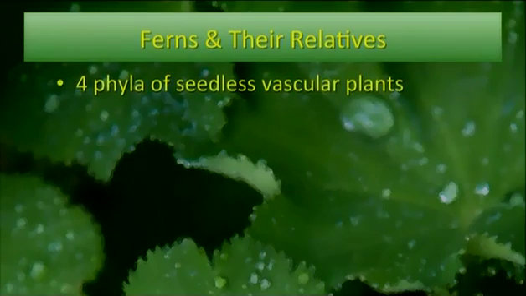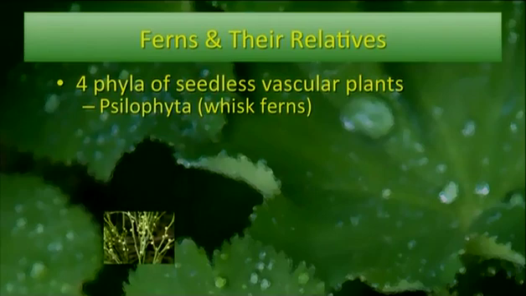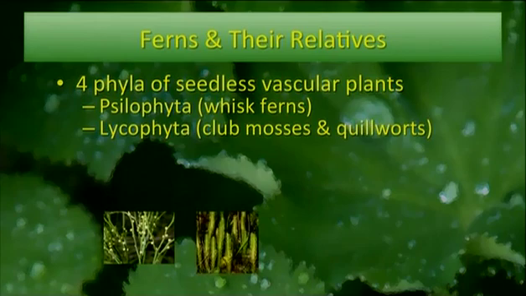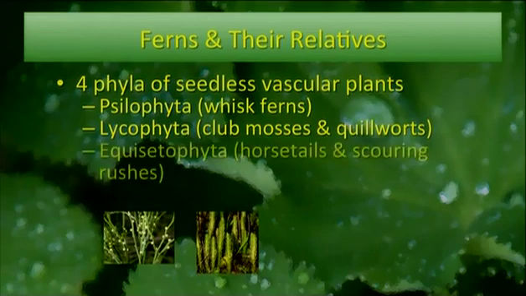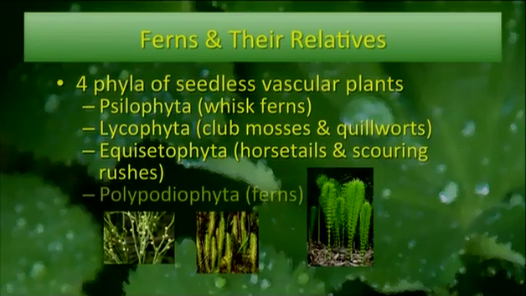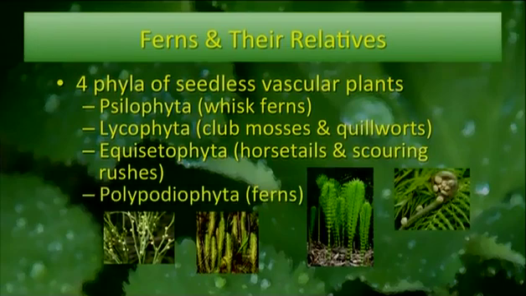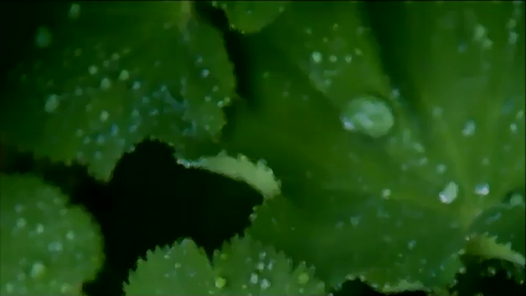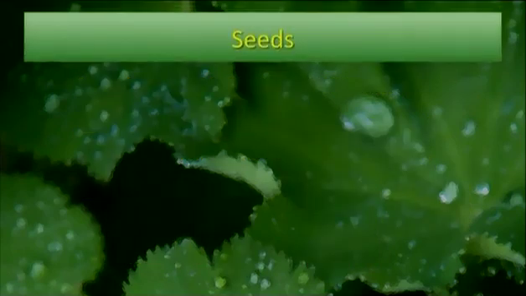There are 4 phyla of seedless vascular plants, including the Psilophyta, which are the whisk ferns. The Lycophyta, which are the club mosses and quillworts. Remember, wort means plant. The Equisetophyta, also known as the horsetails and scouring rushes. And the Polypodiophyta, also known as the ferns. Now we come to the seeds.